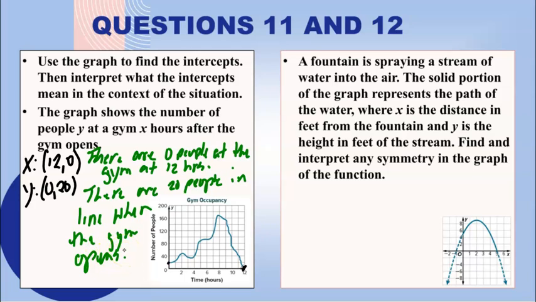Question 12. A fountain is spraying a stream of water into the air. The solid portion of the graph represents the path of the water, where x is the distance in feet from the fountain and y is the height in feet of the stream. Find and interpret any symmetry in the graph of the function. So again, symmetry, they're talking about line symmetry. So that's cutting it in half. So I could draw a vertical line through here, which means it crosses at 2. So we would say the line of symmetry is x equaling 2.